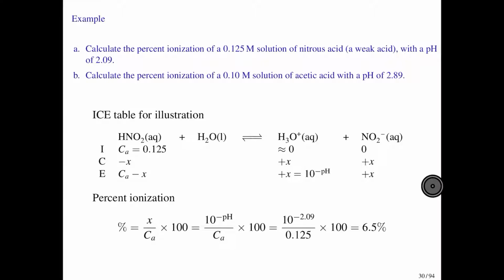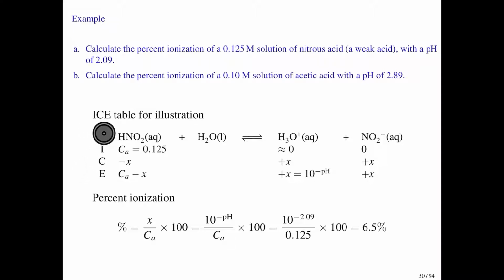So the rest of the slides that I'll present in this video are just problems. In our first problem here, we are looking at a solution of nitrous acid, a weak acid, and we're given its initial concentration, and we're being asked to calculate the percent ionization, given that the pH of the solution is 2.09. I've written out the ICE table for this reaction to illustrate what's going on.